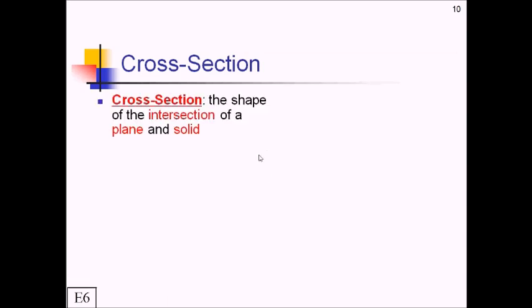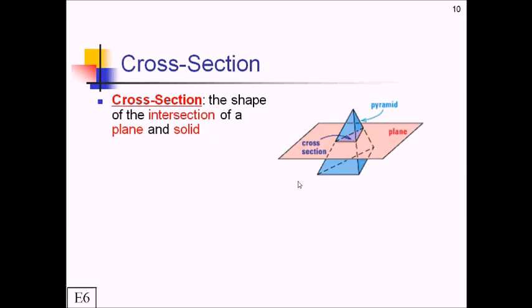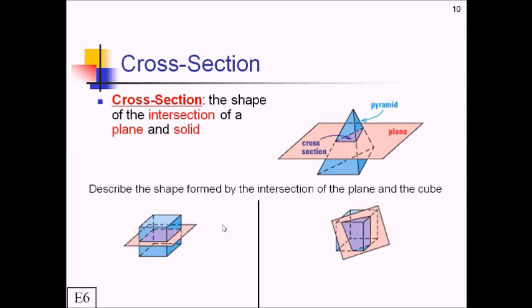Let's talk about cross sections. A cross section is just the shape of the intersection of a plane and a solid. So for example, if we have this pyramid and this plane intersecting it, the place where those shapes intersect, this two-dimensional triangle here, this is our cross section. So with that idea, pause the video and see if you can describe the shape formed by the intersection of the plane and this cube here.